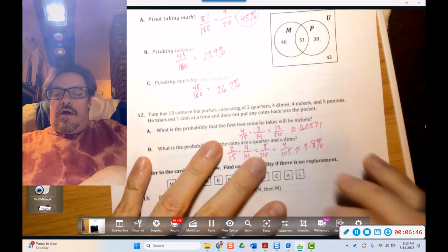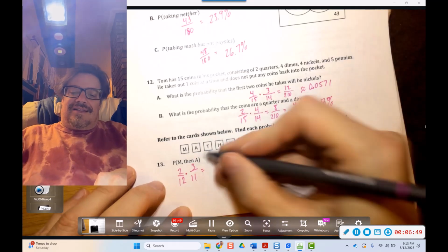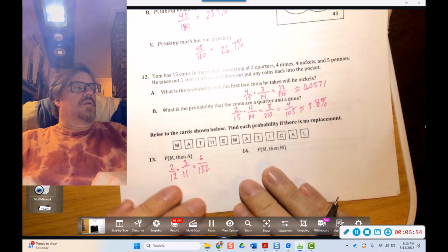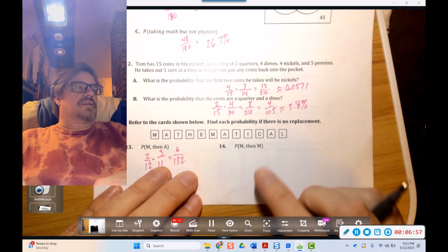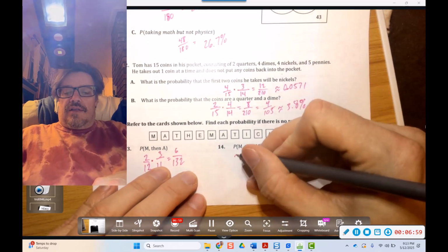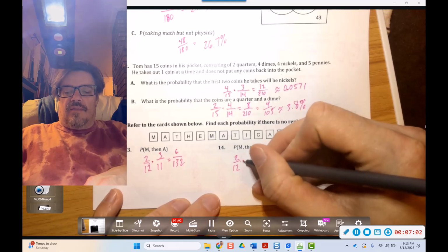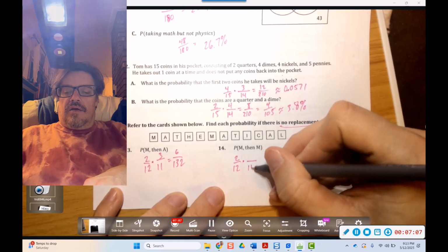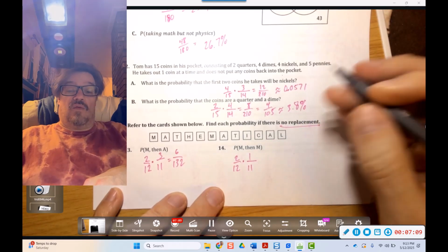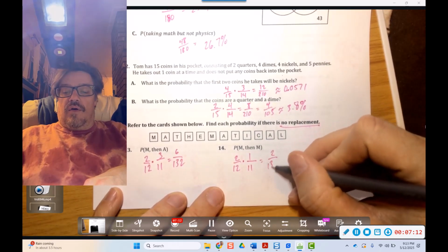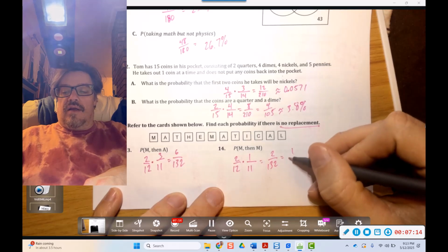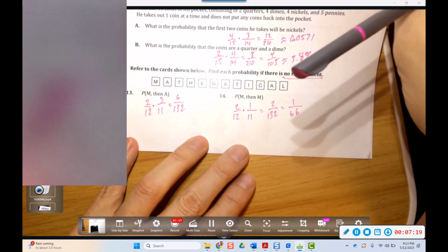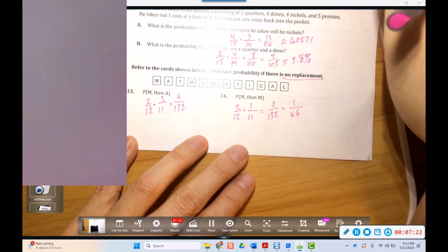Okay, there we go. So that was 3 out of 11, so that's 6 out of 132, and you can just leave that like that. Next, M, then an M. You get 2 out of 12, but then you multiply by, since you grabbed 1 and did not replace it, you're down to 1 M, and you're also down to 11 total. So now you're 2 out of 132, which is 1 out of 66. You can figure out that percentage, but it's small.